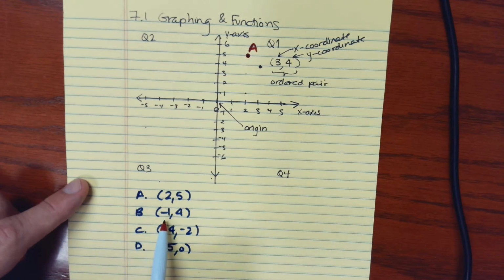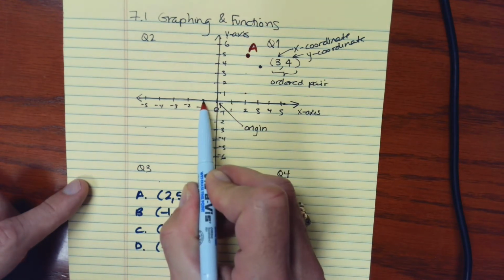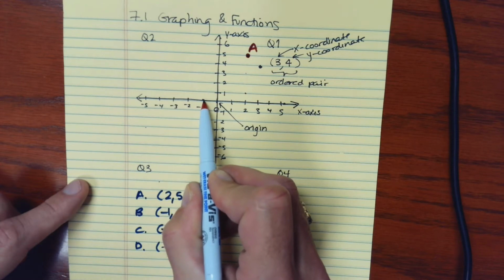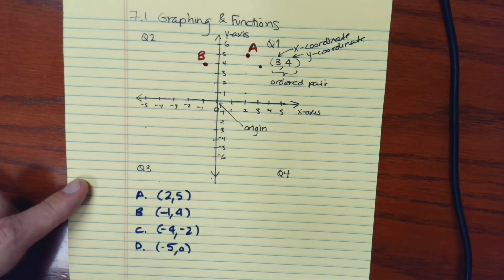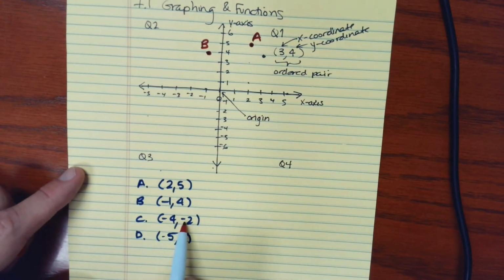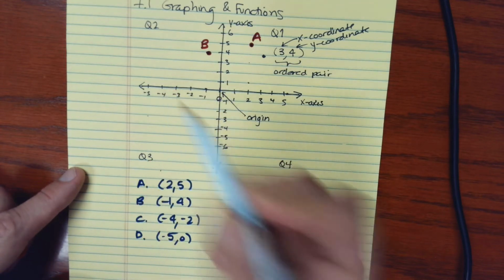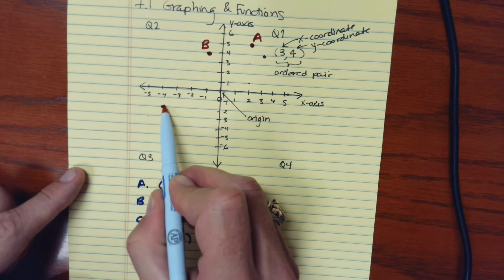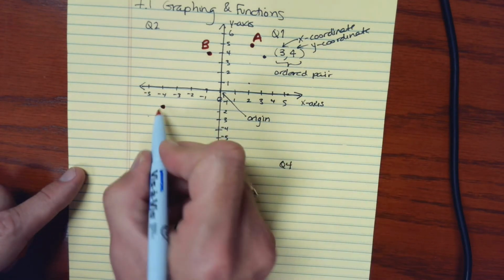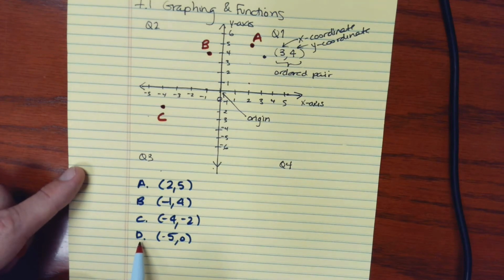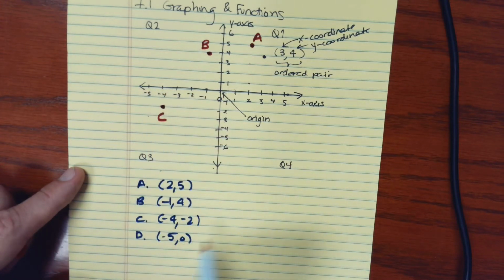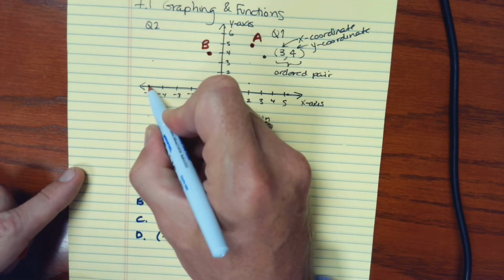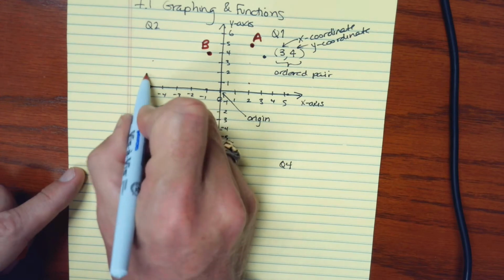For point B, the x-coordinate is -1, so I'll go to -1 on the x-axis and up 4, so about right here. That would be point B. Point C, both coordinates are negative, so I go to -4 along the x-axis, so over here, and then down 2 on the y-axis, and that gives me point C. And then point D has ordered pair coordinates -5 and 0. So -5 is here, and since the y-coordinate is 0, I'll neither go up nor down, but that point sits right on the x-axis, so there's point D.